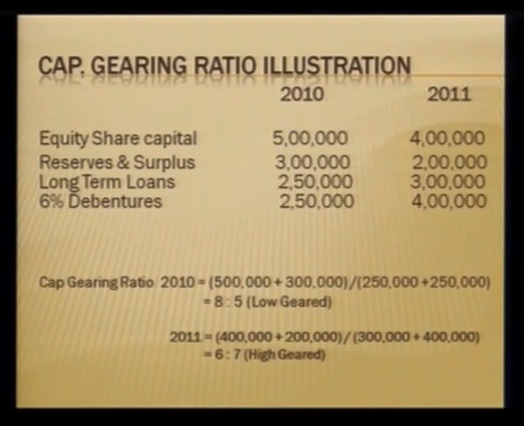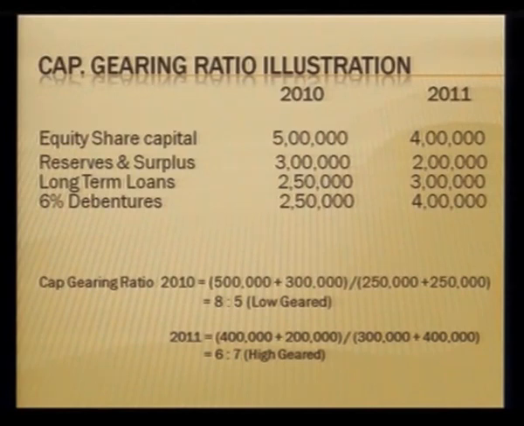Now coming back to the same illustration, the capital gearing ratio for 2010 would be your equity shareholders' fund, which is 5 lakh for equity plus the reserves and surpluses, divided by the fixed interest bearing funds, which in our case include the long term liabilities and debentures, and together they account for 5 lakhs. So 8 lakh divided by 5 lakh gives us 8:5.